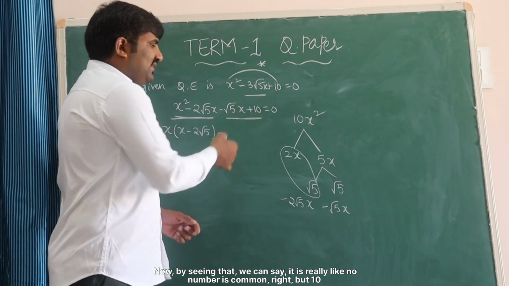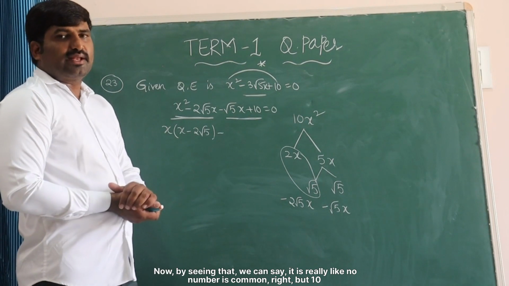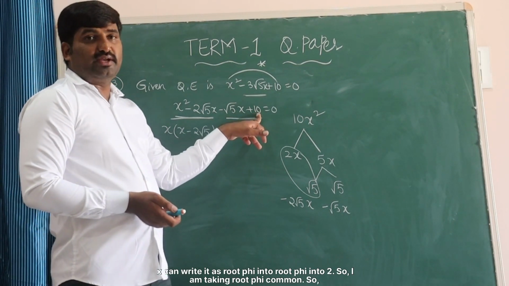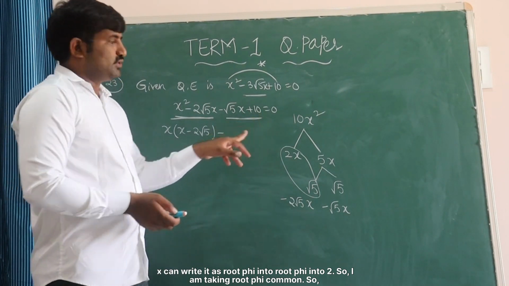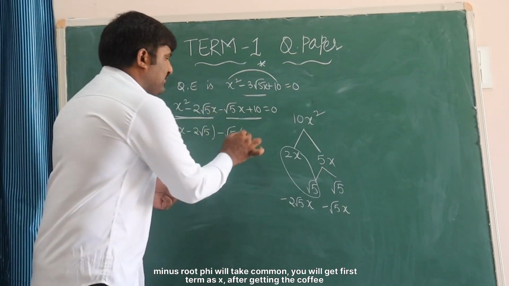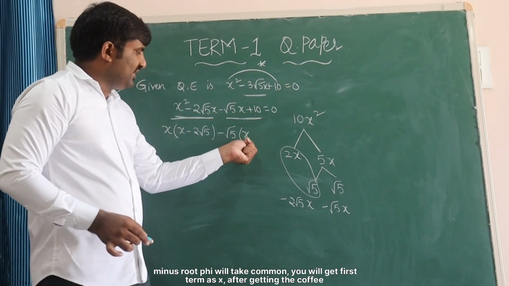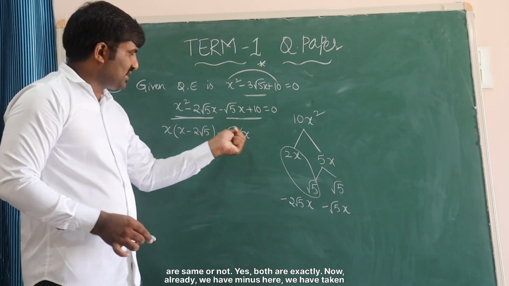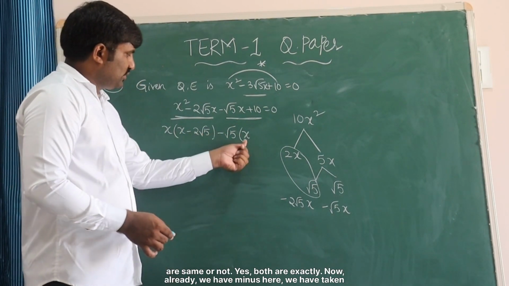Now by seeing that we can say no number is common, right? But 10 we can write as root 5 into root 5 into 2. So I am taking root 5 common. So if you take minus root 5 common, you will get the first term as x. After taking common, if you write the first term in the second expression, check whether both are the same or not. Yes, both are x only.